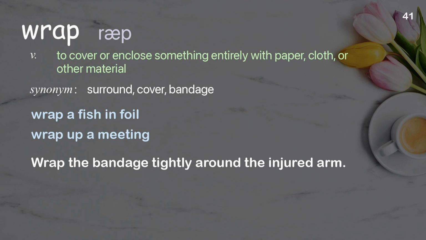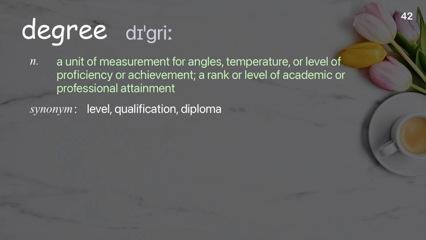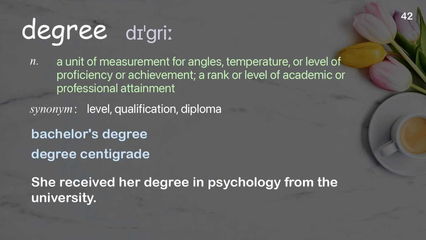Degree. A unit of measurement for angles, temperature, or level of proficiency or achievement, a rank or level of academic or professional attainment. Examples: Bachelor's degree. Degree centigrade. She received her degree in psychology from the university.